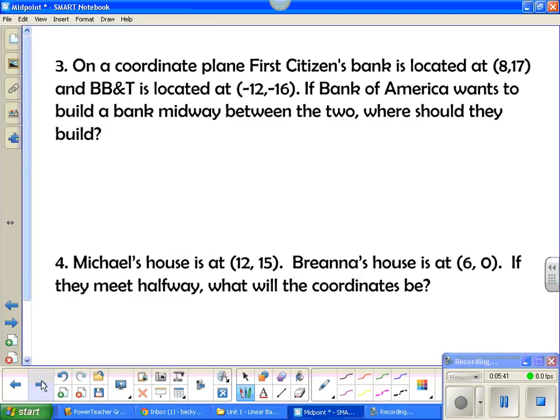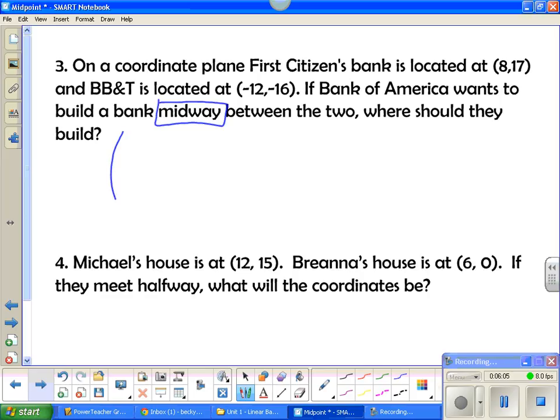On a coordinate plane, First Citizens Bank is located at (8, 17), and BB&T is located at (-12, -16). If Bank of America wants to build a bank midway, and that's your key word that we're going to box in, between the two, where should they build? So if Bank of America wants to build midway between First Citizens and BB&T, then we need the midpoint.